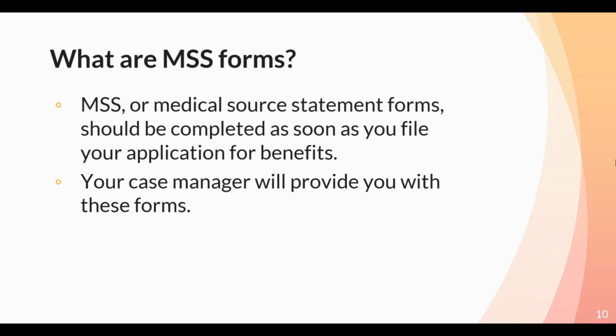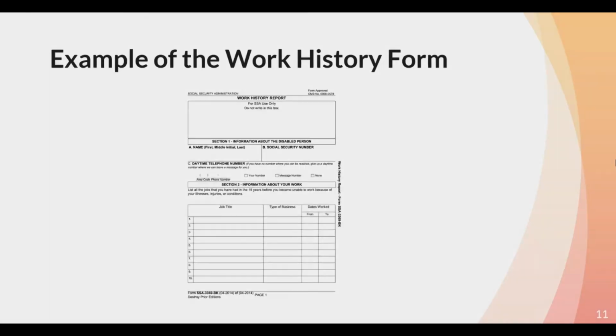How this is determined: first, SSA looks at your work history report to see if you have a lot of skills that perhaps could be transferred to other jobs. When filling out your work history form 3369, make sure your job titles correspond to the numbers on page 1 and the subsequent pages. So, if you list number 1 that was employed as a housekeeper, make sure on page 2 that job title number 1 is still the same job as housekeeper.